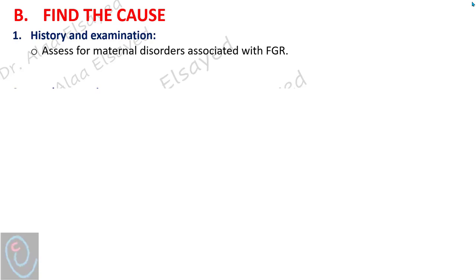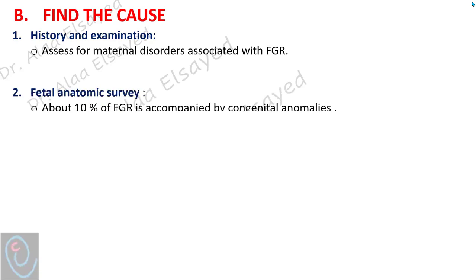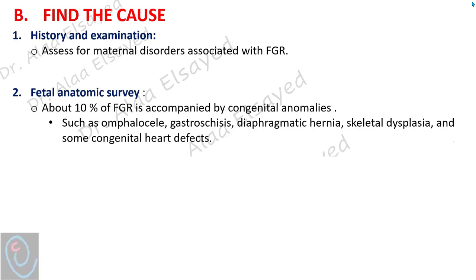في الهيستوري assess for maternal disorders associated with fetal growth restriction such as preeclampsia, history of maternal infection ممكن تكون هي سبب fetal growth restriction, and identify risk factors. Perform a fetal anatomic survey. About 10% of FGR is accompanied by congenital anomalies. Examples include omphalocele, gastroschisis, diaphragmatic hernias, skeletal dysplasia, and congenital heart defects.